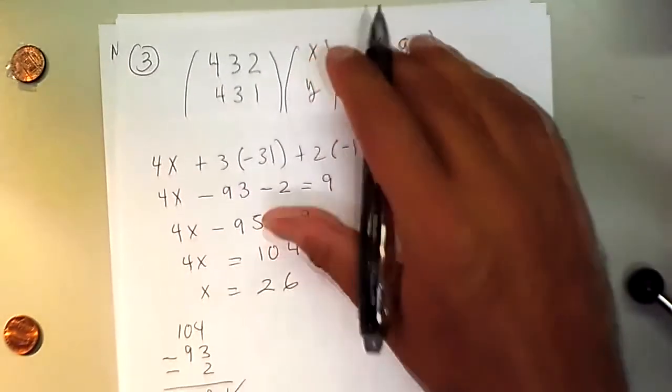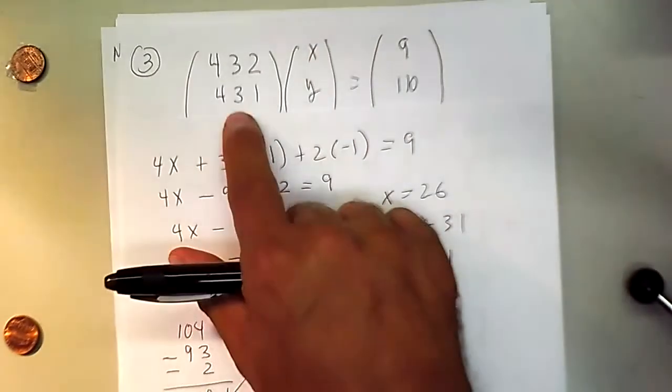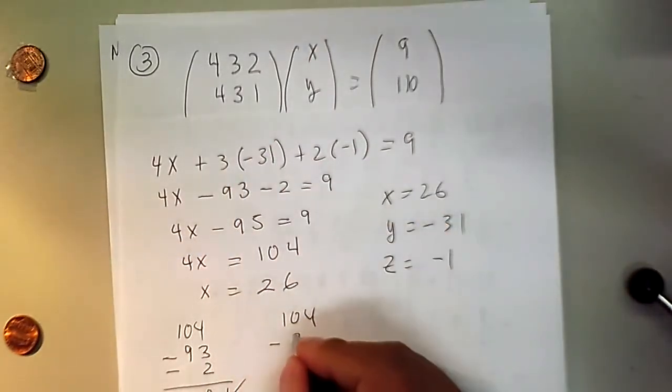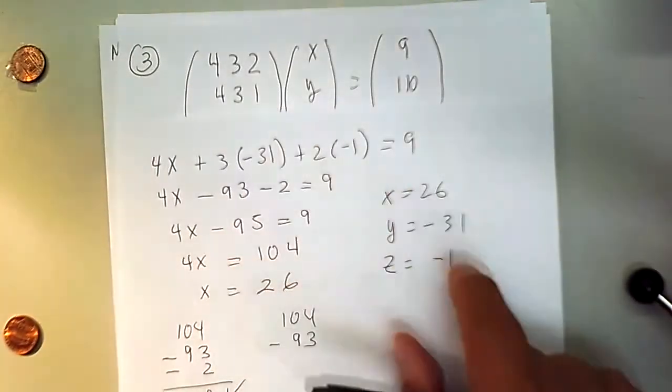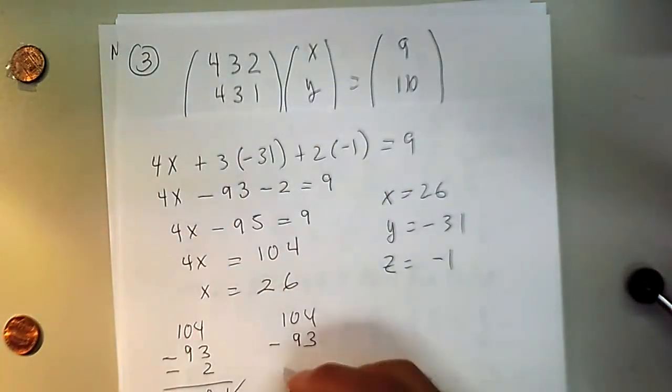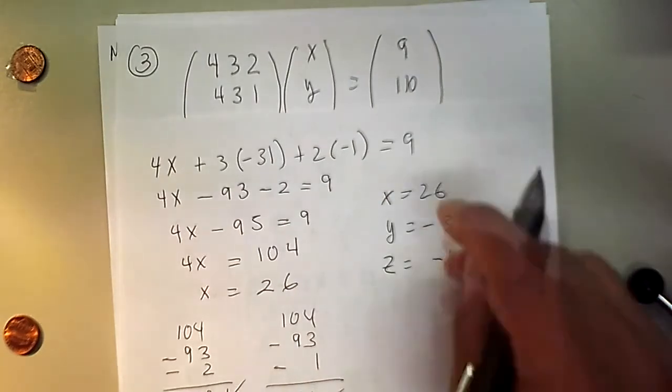Okay. 4 of those, again, is 104. 3 of those, again, is -93. And 1 of those, well, if we subtract 2 and get 9, and we subtract 1 fewer, that means we're going to get 10. So that checks.